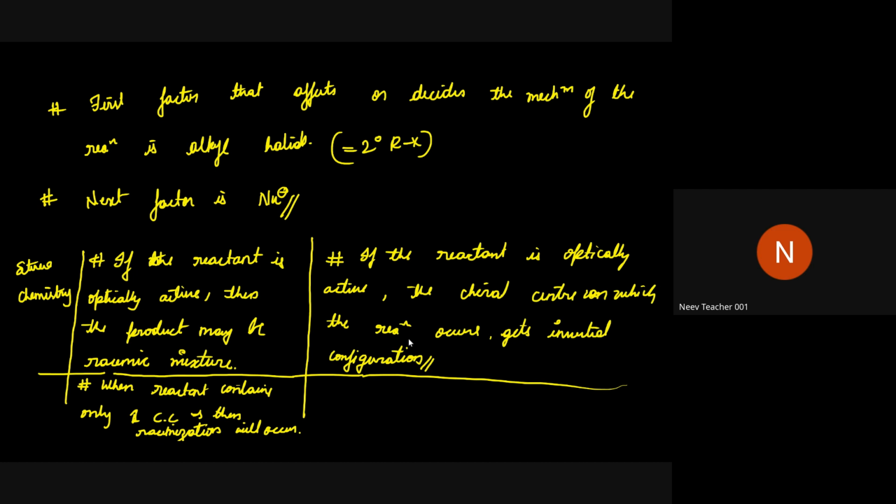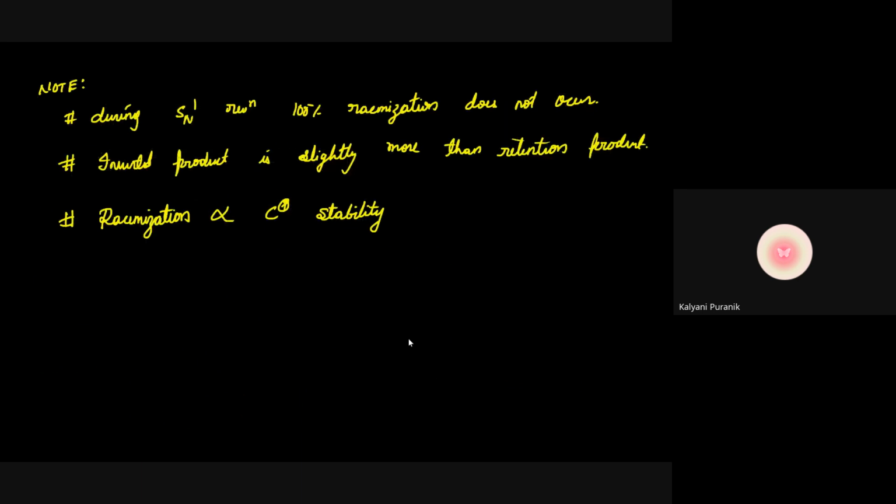So the configuration gets inverted only on the carbon which is participating in the reaction. Sometimes what we do is we know that inversion in configuration happens, so we invert all chiral centers of the compound. That is not true. Only the carbon which is participating in the reaction gets inverted configuration. Is it clear? Yes, sir. Okay, so can I move forward? Yes, sir.